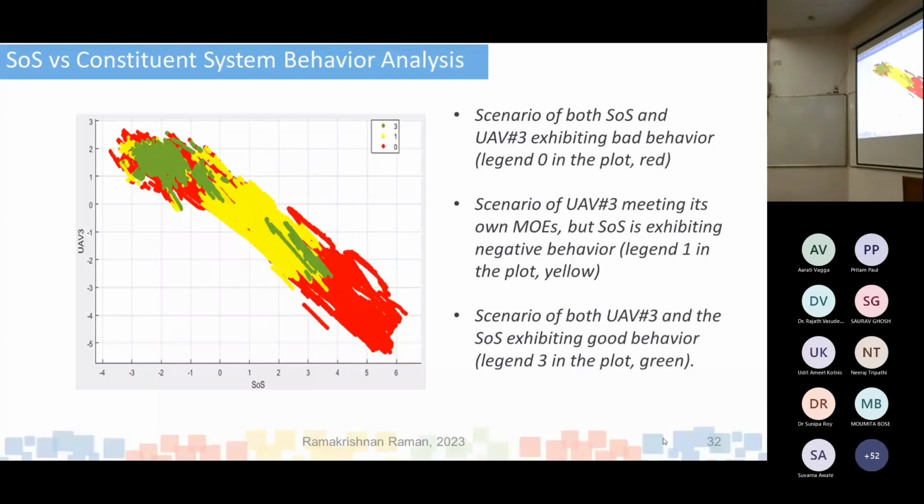So that is at these two levels. This is at the swarm level, and this is at the UAV level. So you can have one UAV behaving well, but the overall swarm behaving badly. So those are the regions that are there. You have the green, yellow, and red regions.